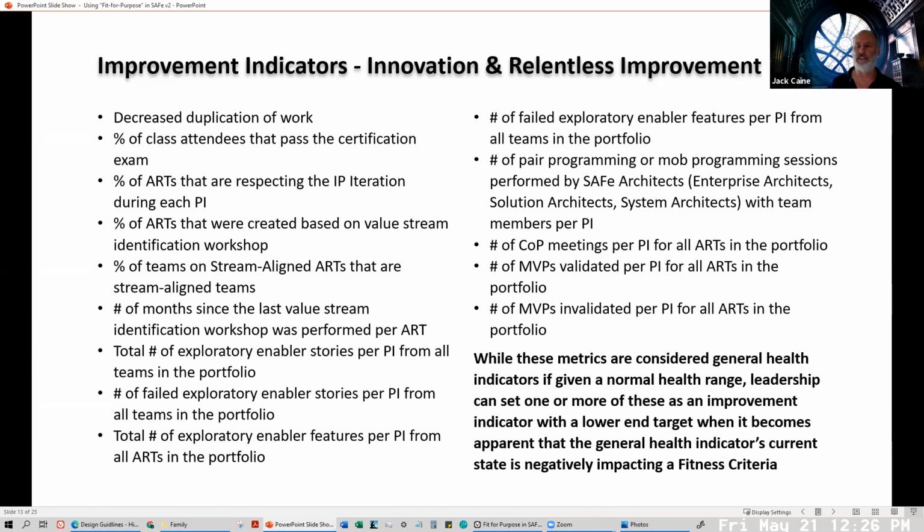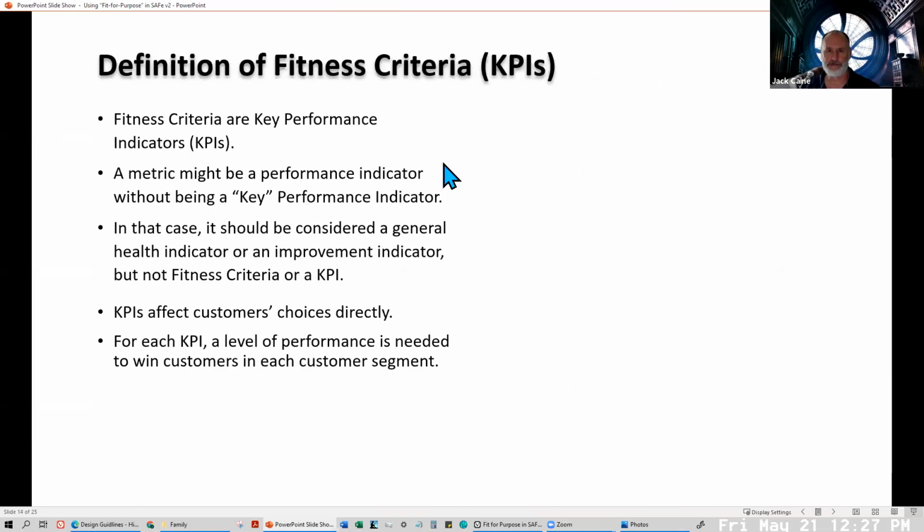So while these metrics are considered general health indicators, if given a normal health range, leadership can set one or more of these as an improvement indicator with a lower-end target when it becomes apparent that the general health indicator's current state is negatively impacting a fitness criteria. So if your KPIs are being affected because of a general health indicator, then you set one of them with a target and a lower-end target to do the improvement indicator.